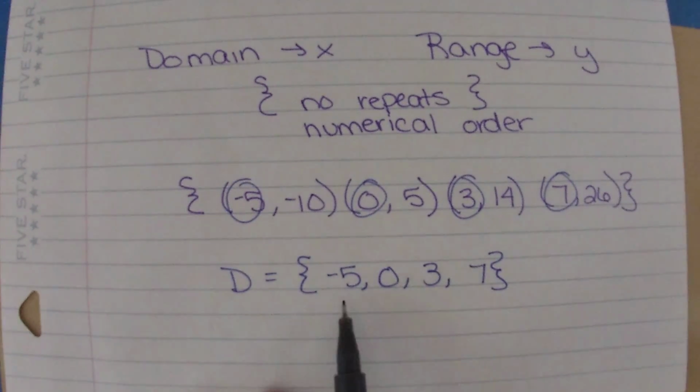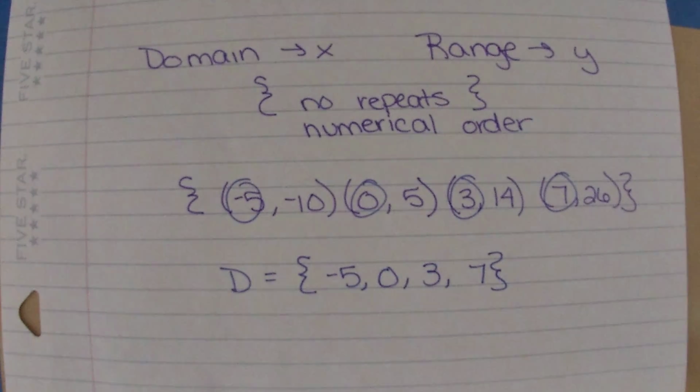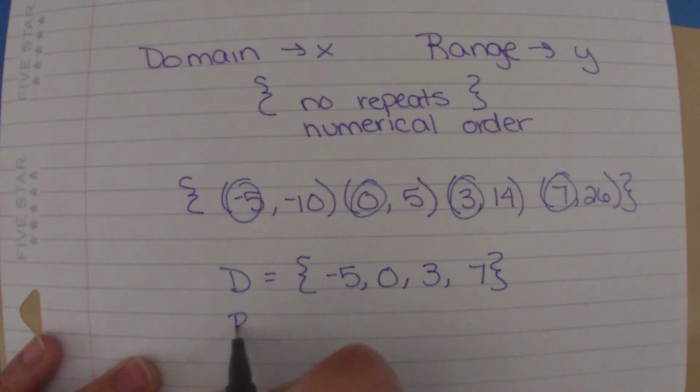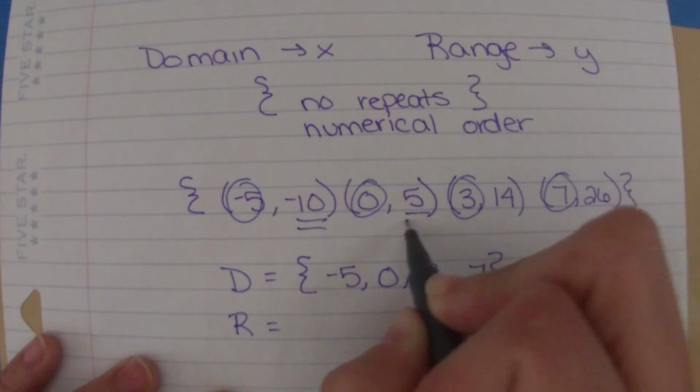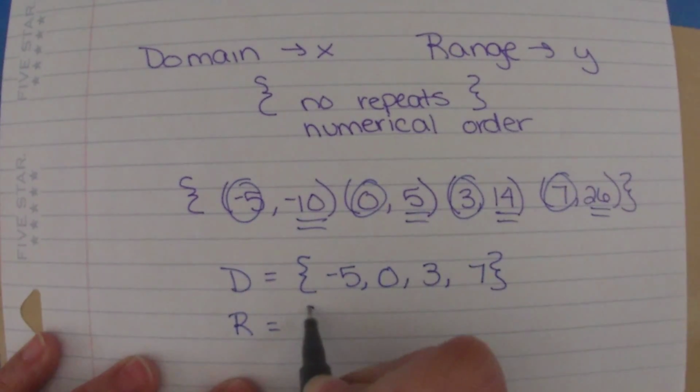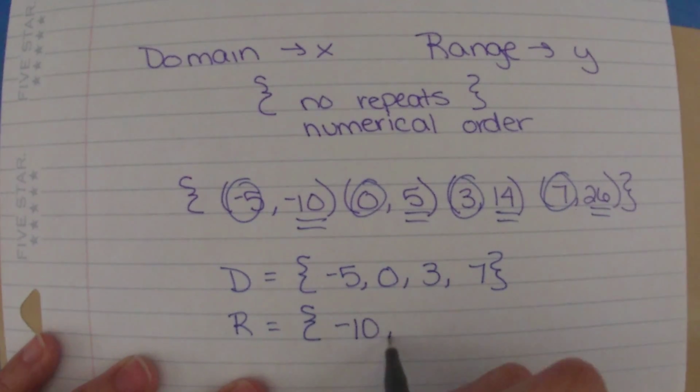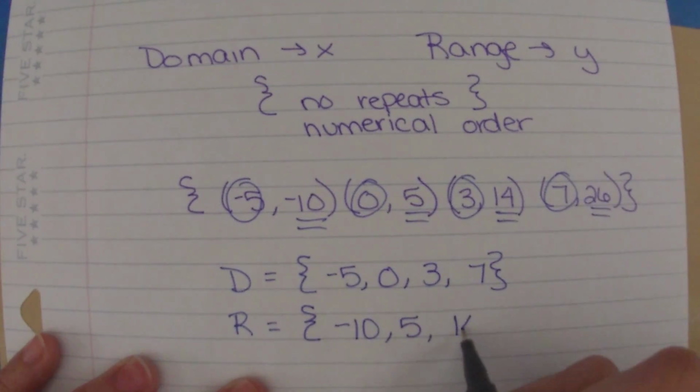Now, we were lucky on this one because these were already in numerical order and there weren't any repeats, so we didn't have to worry too much about that. Our range is going to be our y values with the same rules. And again, this one we're pretty lucky on because that's already taken care of for us.